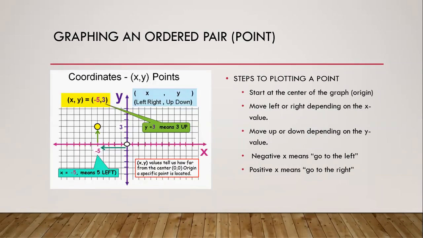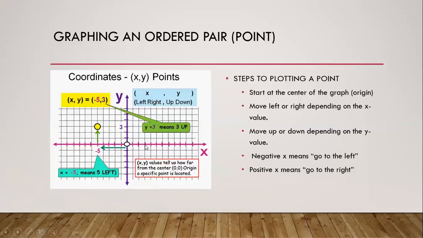How do we graph an ordered pair? So how do we draw a picture of an ordered pair? Well, think of it like a north, south, east, and west kind of thing, right? We know north, south, east, and west. The X value basically runs east and west. The Y basically runs north and south. So the X is going to move left or right depending on the X value.